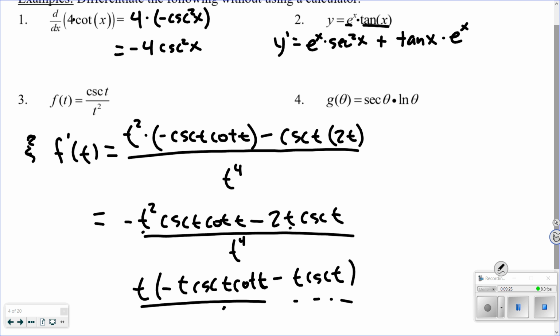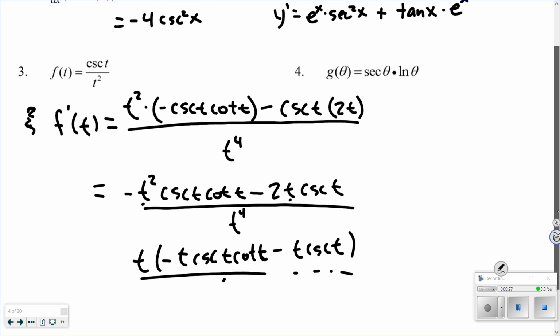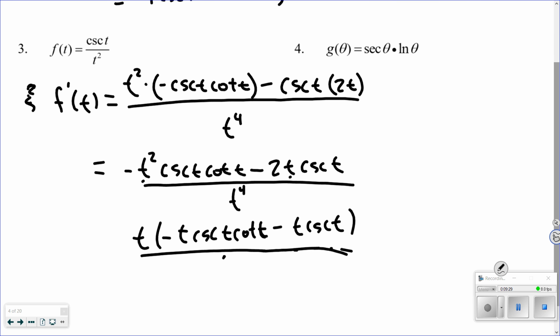And what I can do now is cancel out that t with one of those. So I guess you could simplify it a little bit like that, but there's not much else we can do besides there. So there's my answer: a negative t cosecant of t cotangent of t minus 2 cosecant of t all over t to the 3rd.